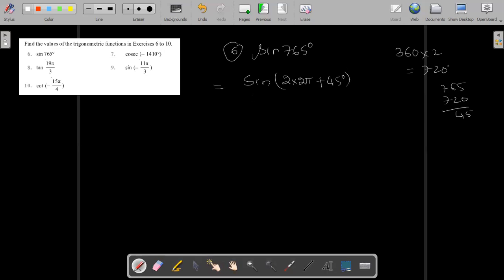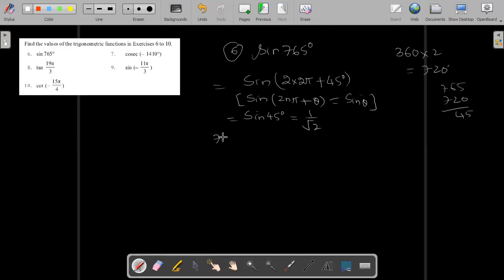Now you can use the formula for sine of 2n pi, 360 plus theta. That is the first quadrant. In the first quadrant, all are positive. Sine of 360 plus theta is sine theta. So it will become sine 45 degrees, and sine 45 degrees is 1 by root 2.